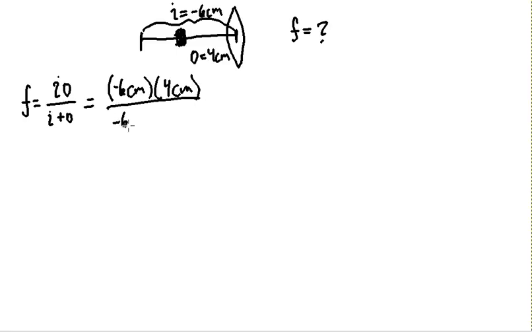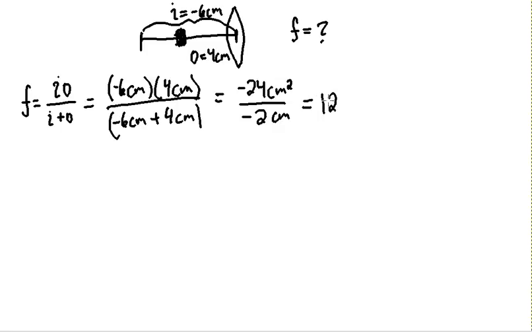So negative 6 centimeters plus 4 centimeters. Alright, so negative 6 times 4, negative 24 square centimeters. Negative 6 plus 4, negative 2 centimeters. Negative 24 divided by negative 2 is positive 12. Square centimeters cancels out with these centimeters, and you get 12 centimeters.